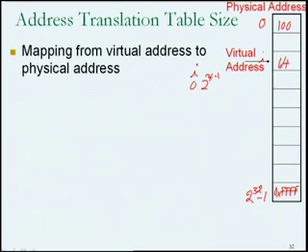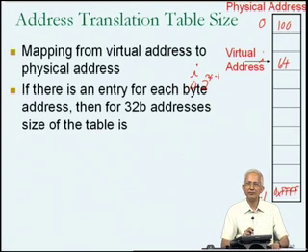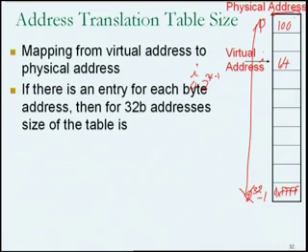Okay, so how big would this table be? Let's suppose for the moment that we do what I just described, and I have an entry in the table for each address that I have in terms of the virtual address space. In other words, I have one entry in this table for each byte address. So if I have one entry in this table for each byte address, then the size of this table would be the number of byte addresses, which is 2 power 32, multiplied by the size of a physical address. And up to now we've been assuming that the size of addresses is 32 bits. We'll continue to make that assumption.